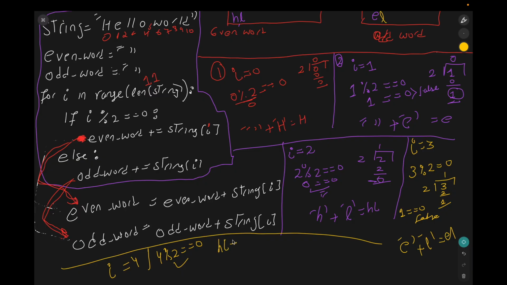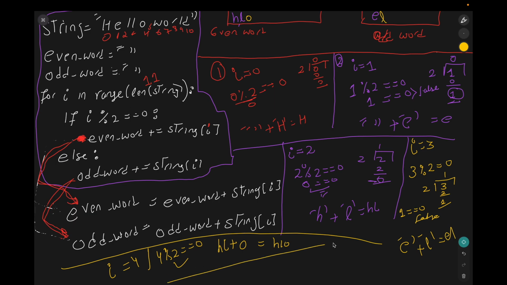We are having HL plus, and now you will be going to string of I. What is my I? 4. Go to the 4th location. What is present over here? O. So I will be adding here O, and here I will say HLO. And store it back to the even word. So I will be getting here HLO. Getting this thing. After that, will you go to the else part? No. So here you have calculated, then you will be going back to this for loop.